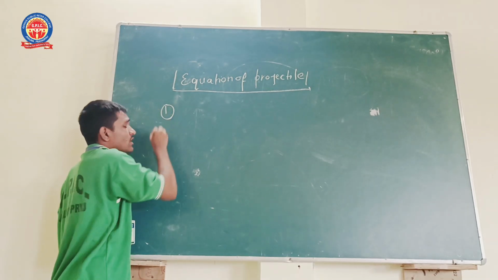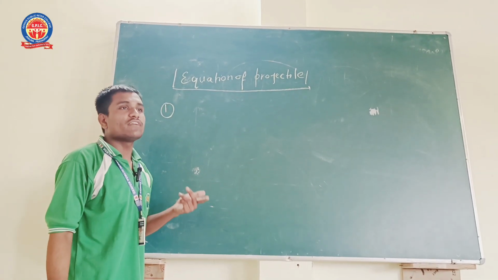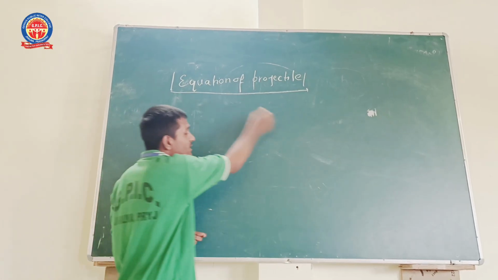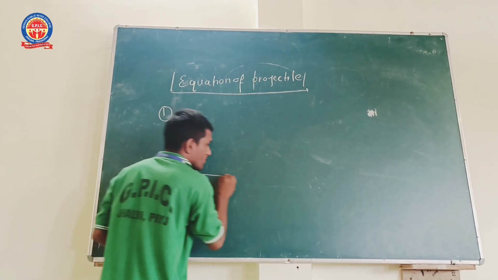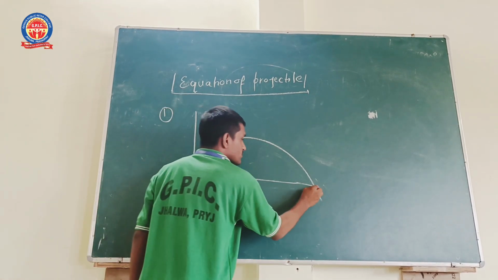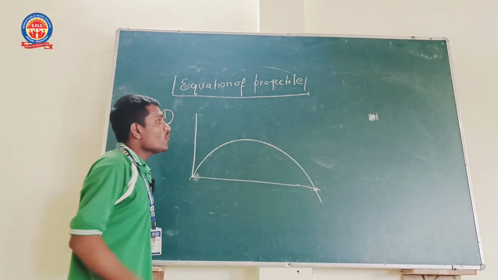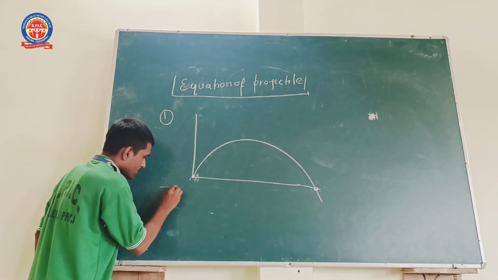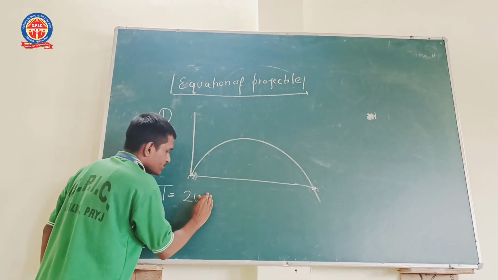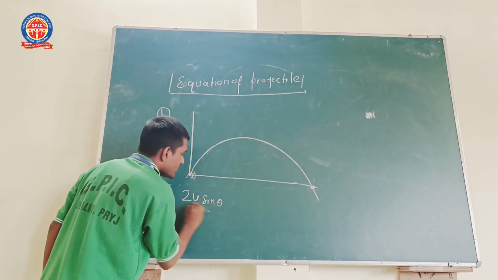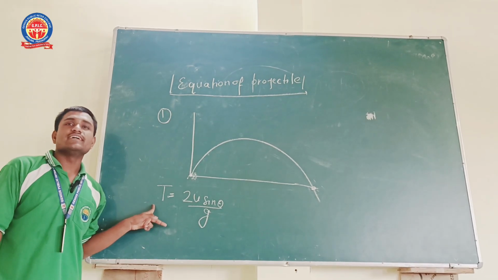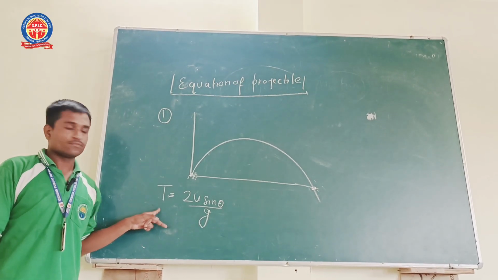First, how to calculate the time of flight, meaning the total time from when an object is thrown until it hits the ground. So the formula of total time is t equal to 2u sin theta by g. This is the formula to calculate total time.